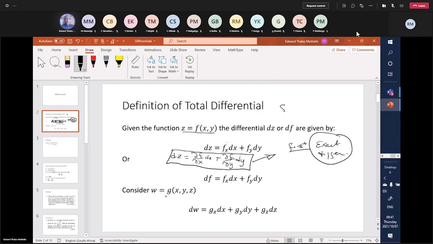Now, if our function contains three variables, so dw will be: we differentiate g partially with respect to x multiplied by dx, plus we differentiate g with respect to y multiplied by dy, plus we differentiate g with respect to z multiplied by dz. So this will give you a total differential if we have three variables. We'll continue in that fashion up to the nth variable.